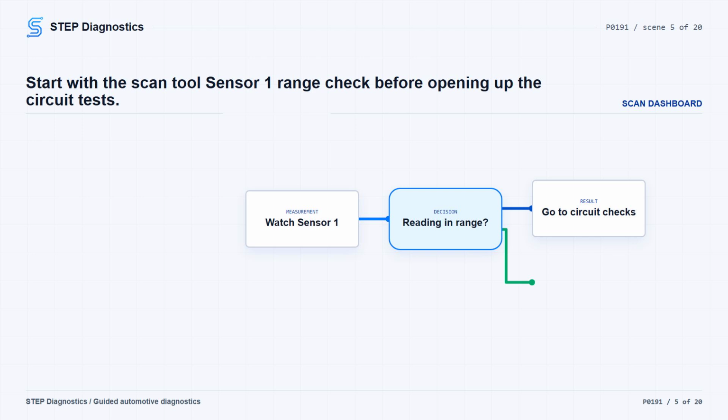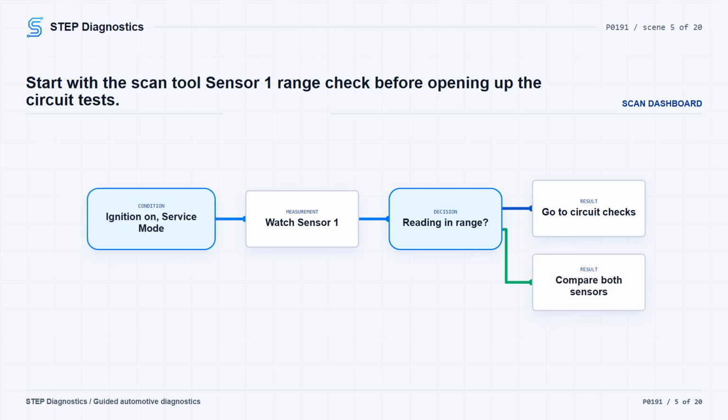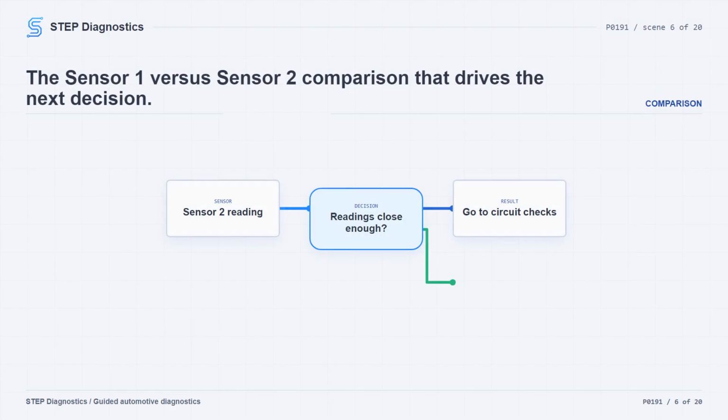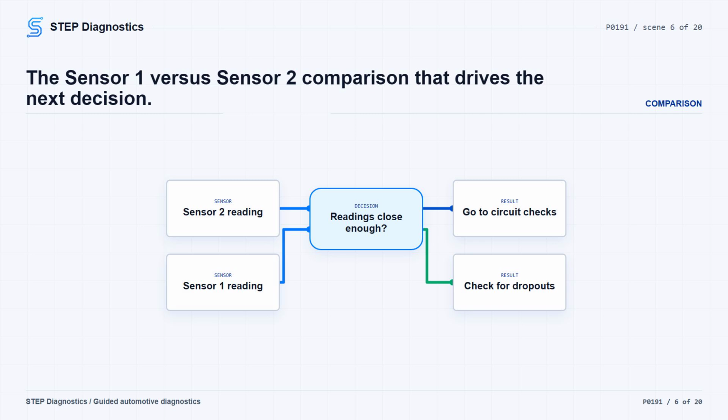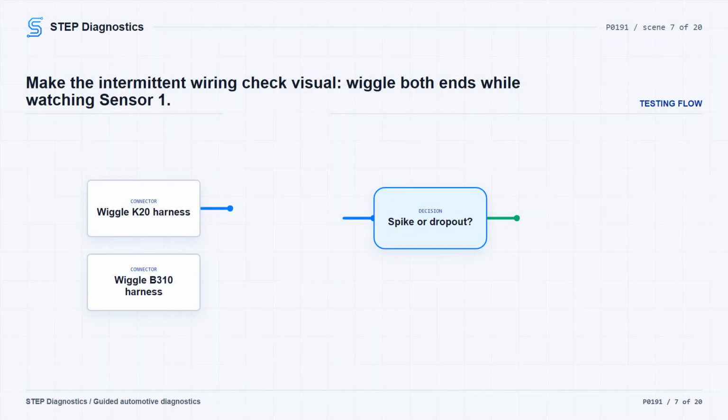With the ignition on and the vehicle in service mode, look at fuel rail pressure sensor 1 on the scan tool. It should read 0.6 to 655.4 MPa, 87 to 95,058 psi. If it is outside that range, go to circuit and system testing. If it is in range, compare fuel rail pressure sensor 1 and fuel rail pressure sensor 2. They should be within 2 MPa, 290 psi of each other. If they are not, go to circuit and system testing.